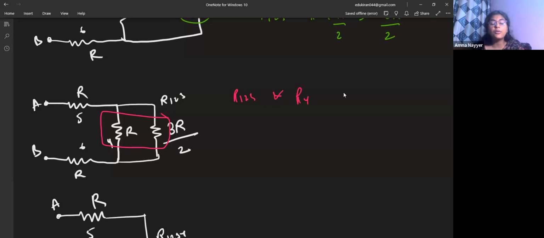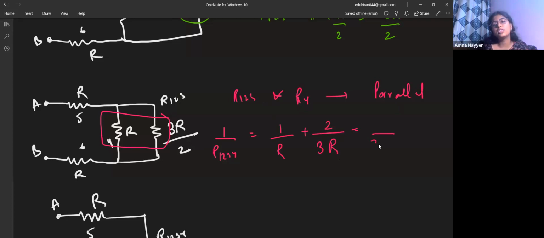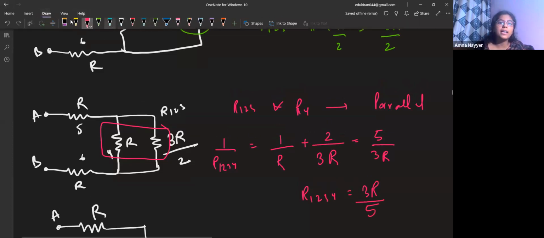R123 and this fourth resistor, they are in parallel combination. So if they are in parallel combination, 1 by R1234 will be 1 by R plus 1 by 3R by 2, means reciprocate it. So that becomes 2 by 3R. So denominator is 3R. This becomes 3 plus 2, that is 5. So R1234 becomes 3R by 5. So I have obtained now 3R by 5.